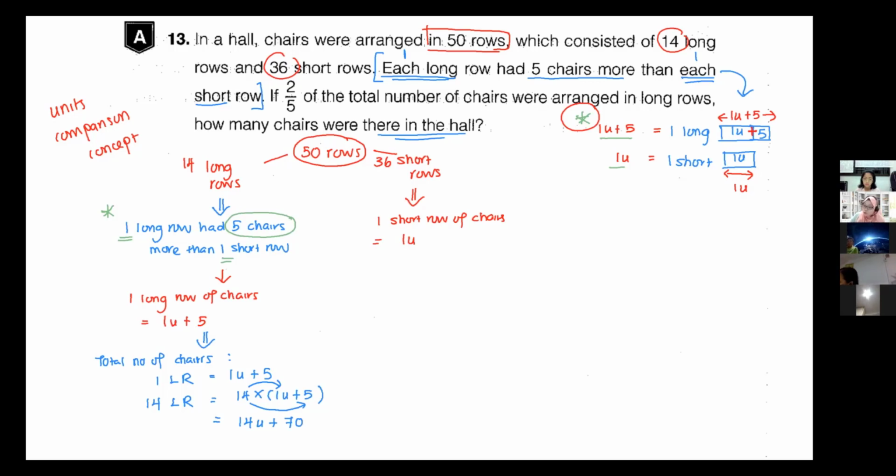Settle. Now let's move on to my short row. So my short row, total number of chairs.